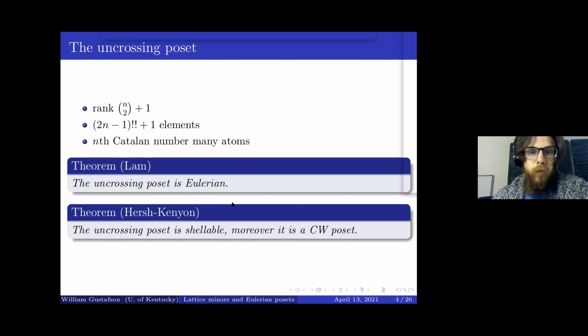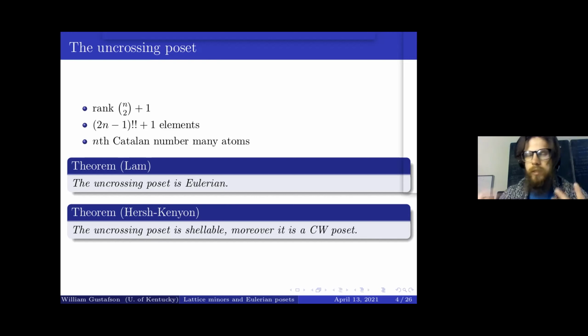And Hersh and Kenyon showed that this poset is shellable, so that means the order complex of this poset has a shelling order, and from that they deduced that it's a CW poset, which is to say that this is isomorphic to the face poset of some regular cell complex. Okay, so it's also a very geometric object if you want to view it that way.